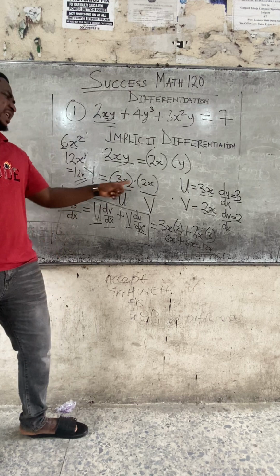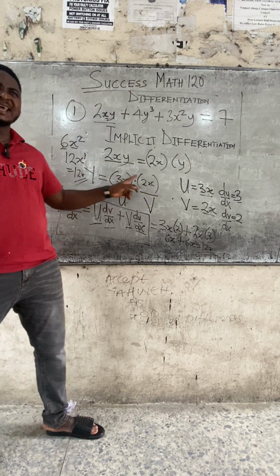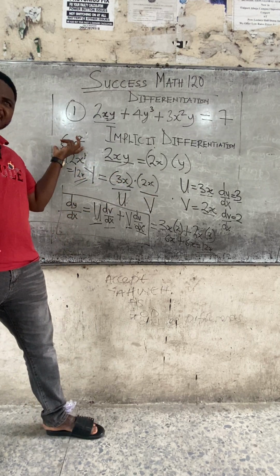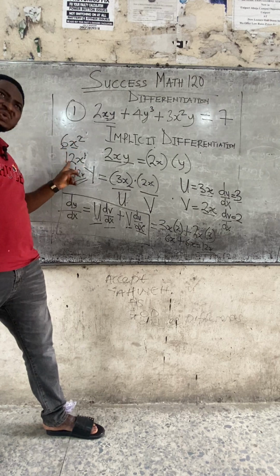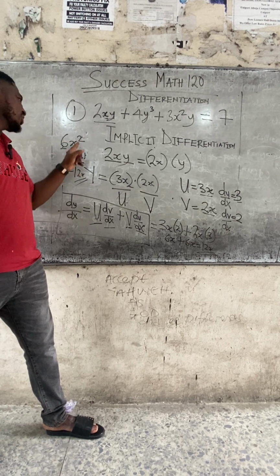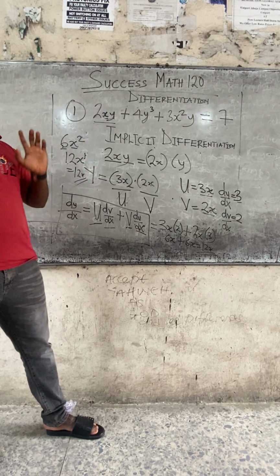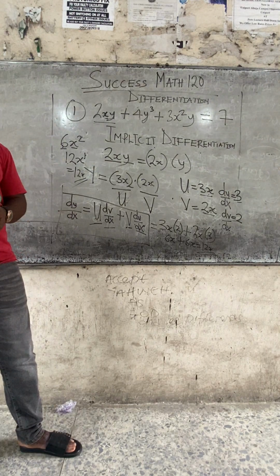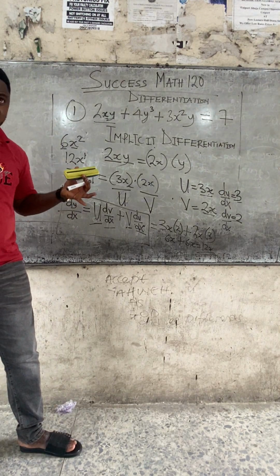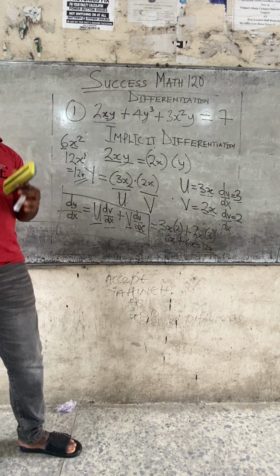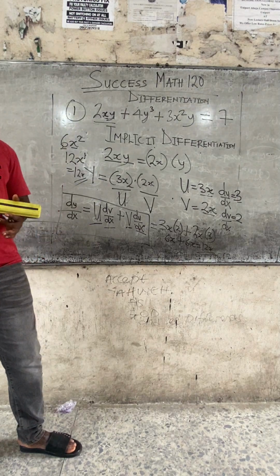3x times 2x. 3 times 2, 6. x times x, x squared. So we have 6x squared. 6 times 2, 12. Bring down your x, subtract 1 from the power, and you are done. Do not use product rule. Leave product rule for tougher questions that you cannot just expand.